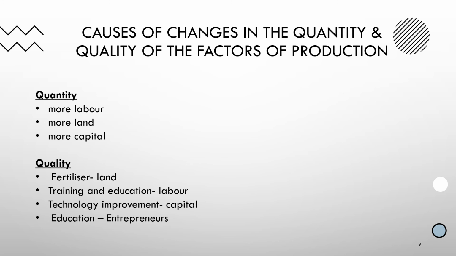When we look at quality, land quality can be improved by using fertilizer to increase the output from farming land, and laborers can be provided with training and education to improve their quality and make them more productive. By using technology in capital, it can increase the quality of production and they can produce more. And last but not least, entrepreneurs, which come under enterprise, when they get more education or training, it will improve their skills to manage the other factors of production in a more efficient way.